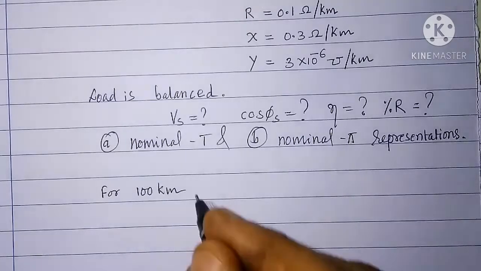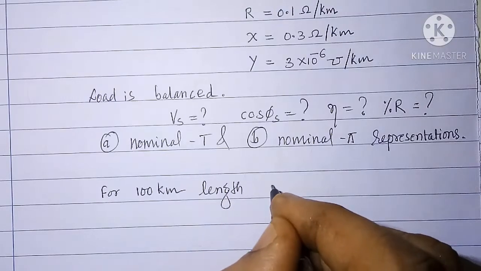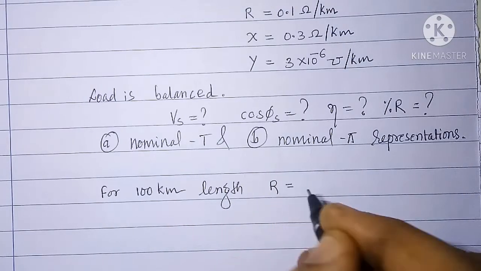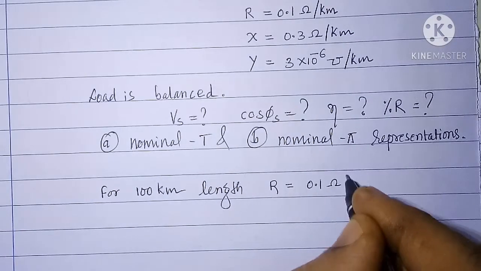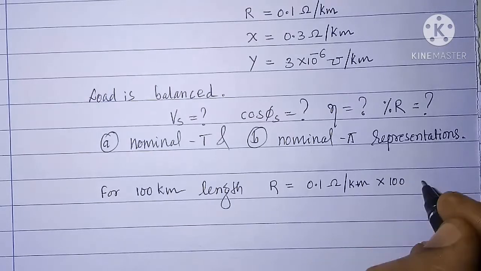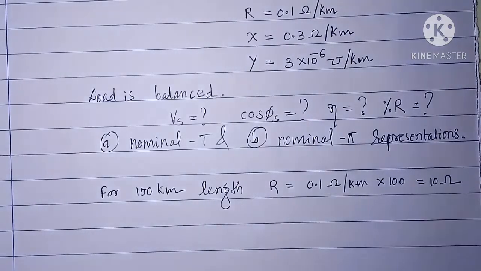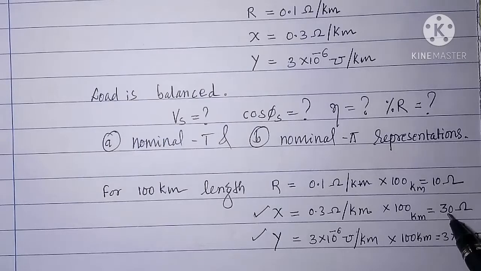For 100 km length, we will calculate the resistance of conductor R as 0.1 ohm per kilometer into 100, that is equal to 10 ohms. Similarly, we can calculate X and Y for 100 km length. X will be 30 ohms and Y will be equal to 3 into 10 to the power minus 4 mho.